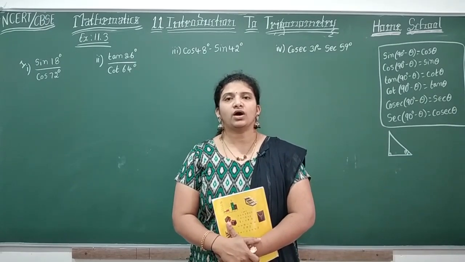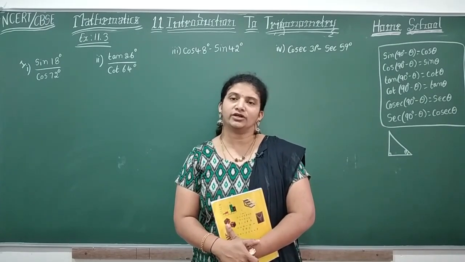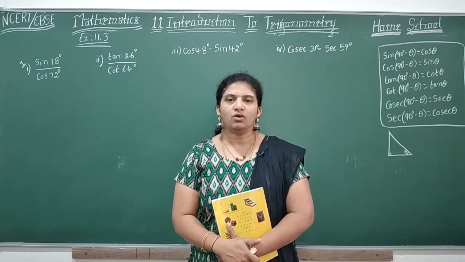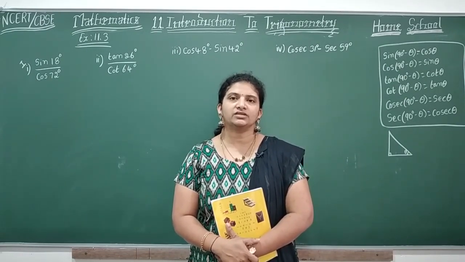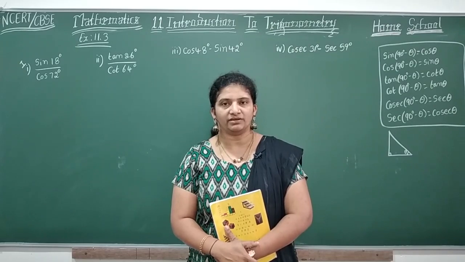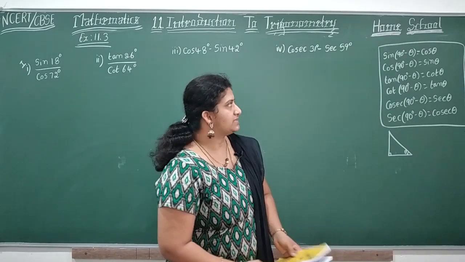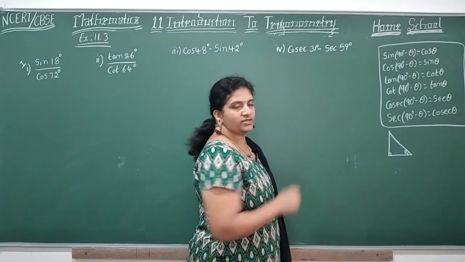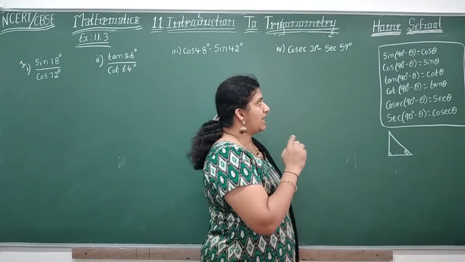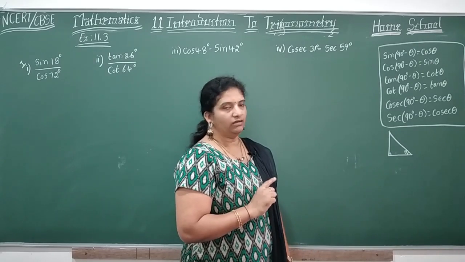So I think you know the meaning of a complementary angle. What is a complementary angle here, children? Two angles are said to be complementary if their sum is 90 degrees. Let's have a look here. A small box, can you see here? Sin of 90 minus theta equals cos theta.